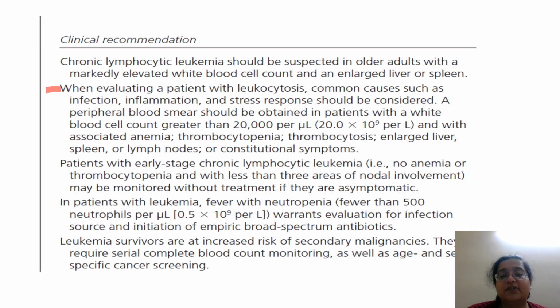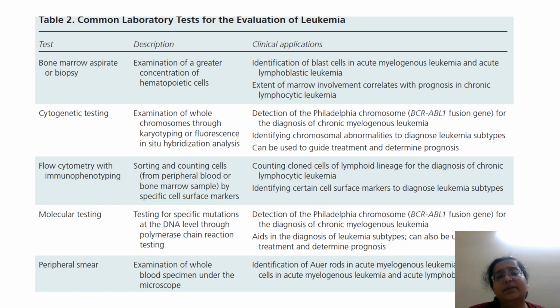Leukemia survivors are at increased risk of secondary malignancies which are caused by chemotherapeutic agents themselves. So all this I'll be dealing with in detail when I take up leukemias. What are the tests available for a patient of leukemia? They start with the bone marrow aspirate or biopsy. Before that, what is available is a PS and a CBC.